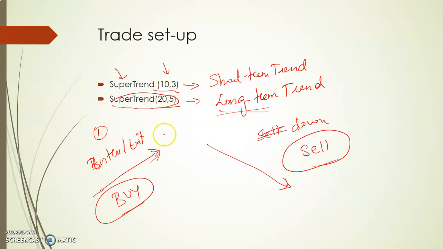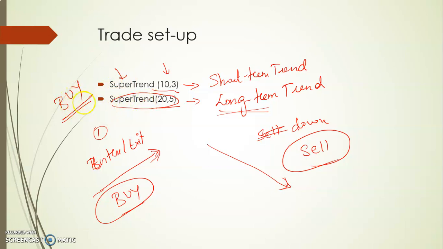To explain in detail, suppose in super trend 20,5 you have a buy signal. Okay, which means we are in an uptrend mostly. Sometimes when the market is in a consolidation state, we'll get a couple of buy and sell signals. Even when the market is in a consolidation mode, we'll tell how to avoid that as well. But generally when the market is in uptrend, then this long term indicator will give us a buy signal.